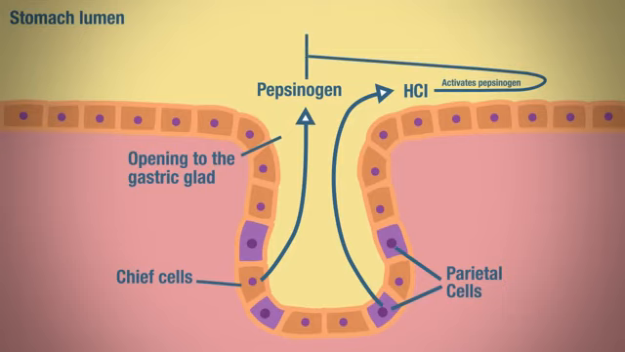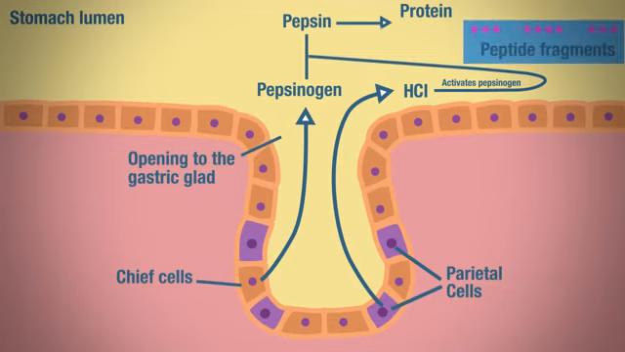Remember we said pepsinogen is a precursor. Well, when it's activated, now we have the active form, pepsin. Pepsin is an endopeptidase. So we know that pepsin is going to start cleaving proteins at those interior bonds, and the end result will be smaller peptide fragments. And so protein digestion has started in the stomach.